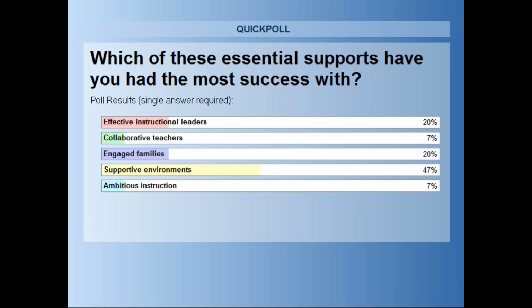All right, supportive environments in the lead. And that's not surprising, right? That goes along with those high emotional supports in the class. Engaged families, effective leaders, good for you. That's great. And collaborative teachers, ambitious instruction, we have a little work to do. So this and the research can tell us where we need to focus a little more of our efforts.